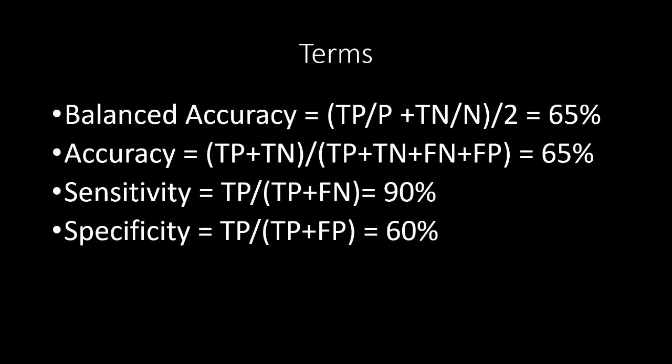Sensitivity is true positive divided by true positive plus false negatives, which equals 90% in this case. And the specificity is the true negative divided by the true negative plus the false positives, which equals 60% in this case. And if you add sensitivity and specificity together and divide by 2, you'll get the balanced accuracy.